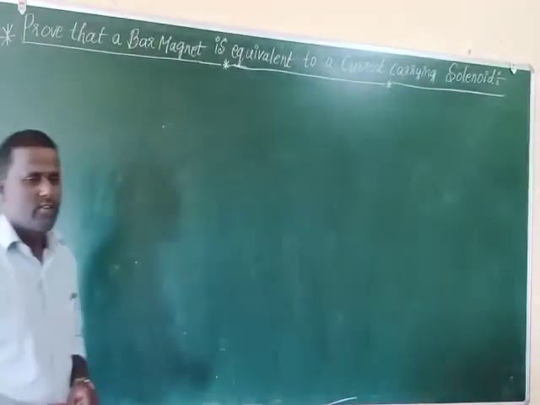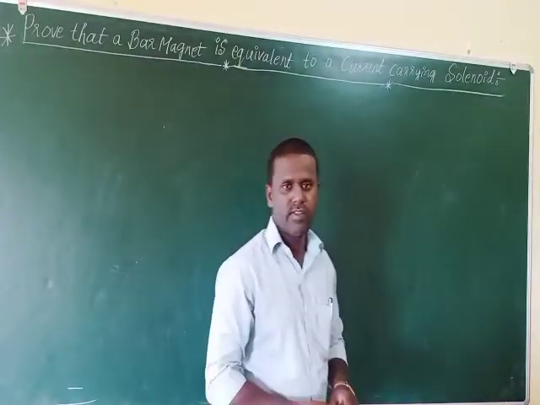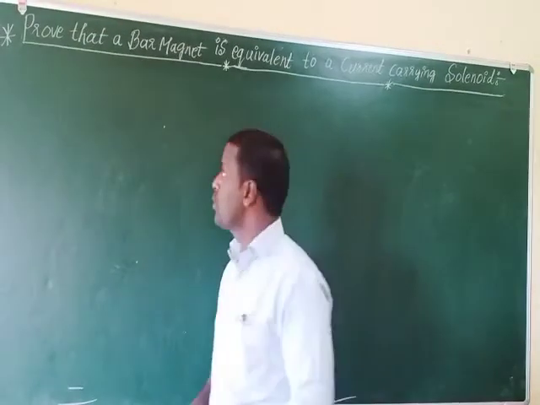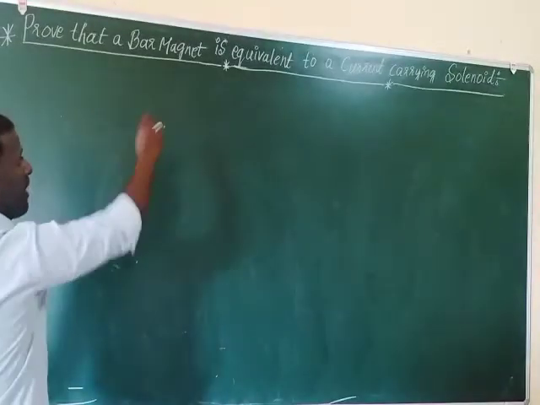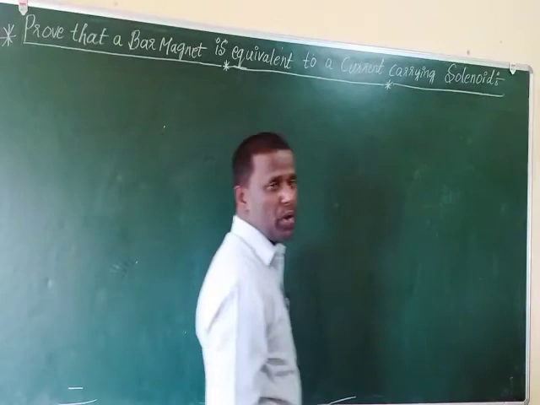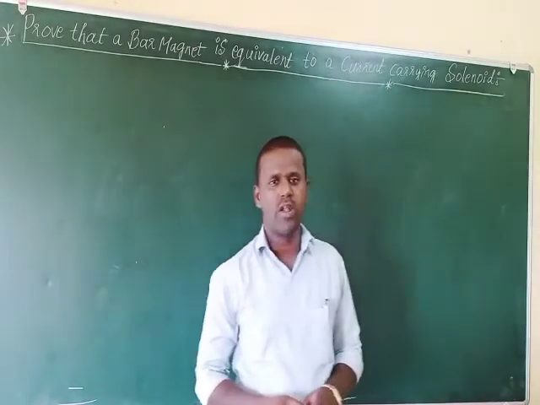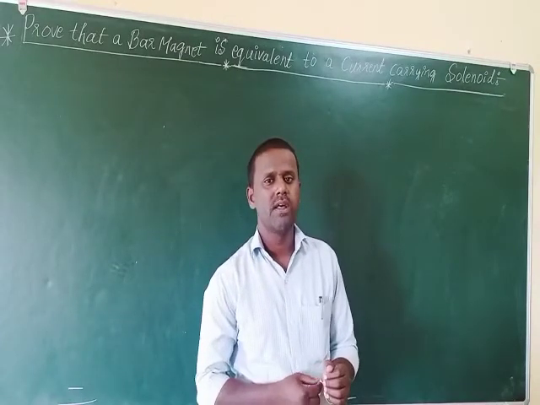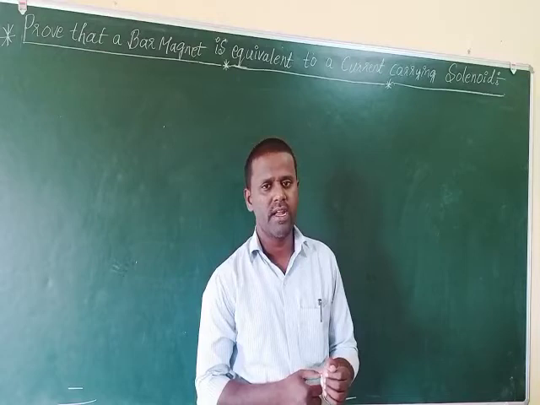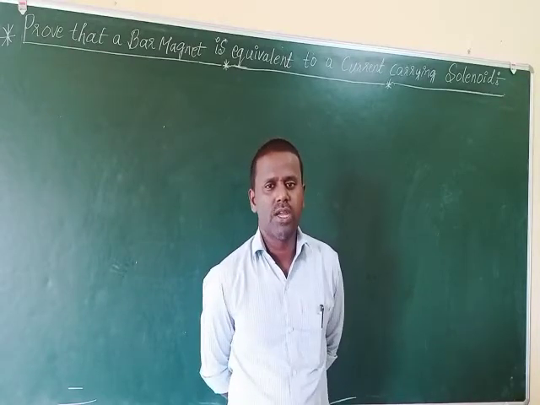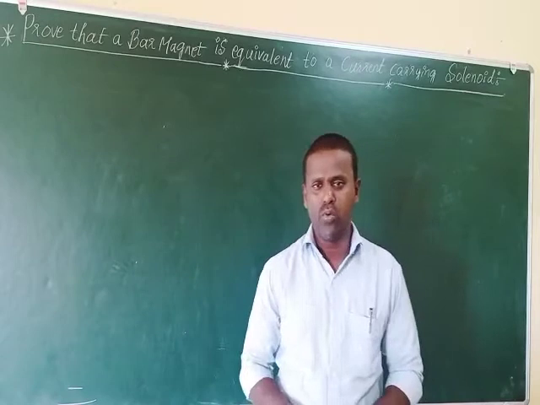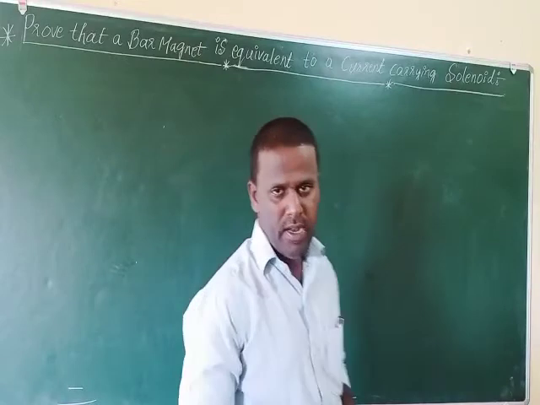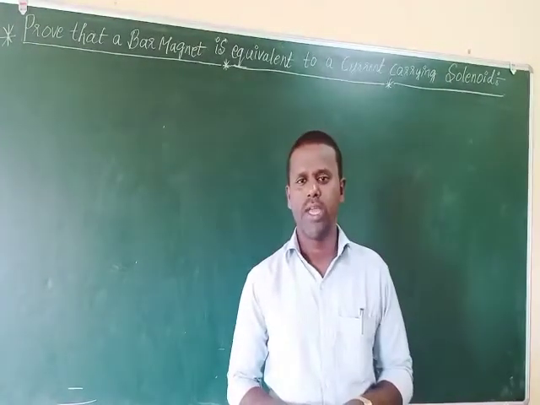Good morning, students. Today I am going to discuss a new concept of magnetism and matter, that is, to prove that a bar magnet is equivalent to a current carrying solenoid. In the last class you learned about the bar magnet. A bar magnet is an artificial magnet which has a rectangular shape and consists of two poles, north pole and south pole, and these two poles are separated by a certain distance 2L.